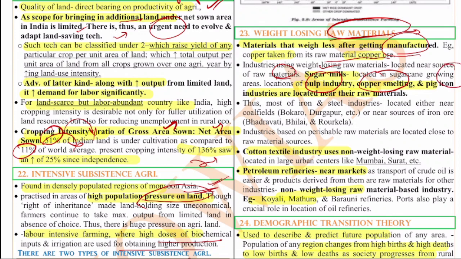only. The cotton textile industry uses non-weight losing raw material, and it is located in large urban centers like Mumbai, Surat, etc. Even the petroleum refineries are near markets, because the crude oil can be transported easily, but the refined oil has to be near the consumers only, the refined petroleum especially. Example, the Koyali, Mathura, the Barauni refineries.